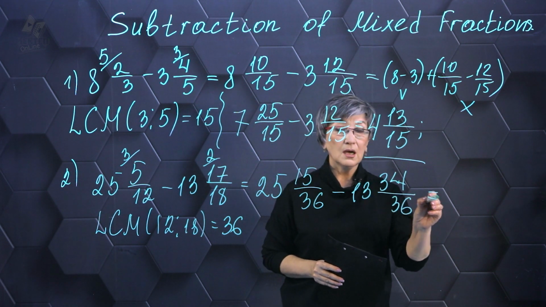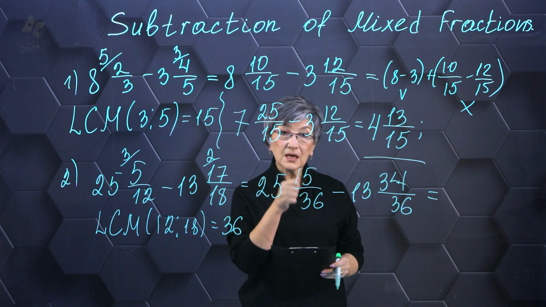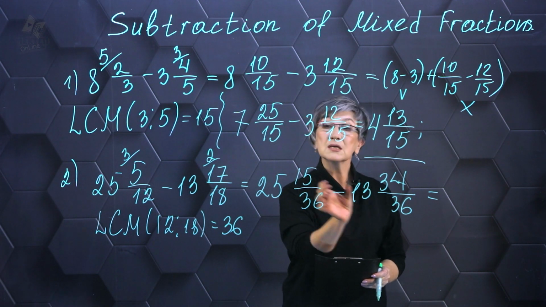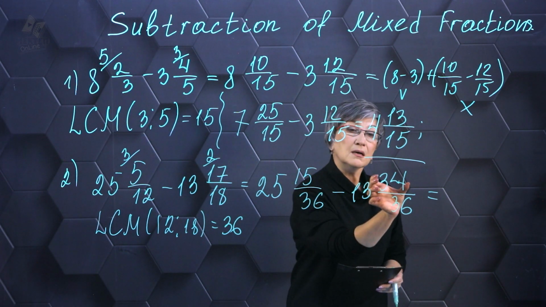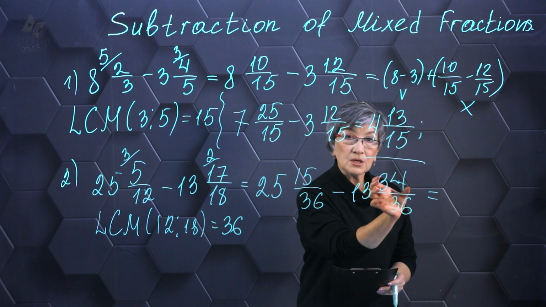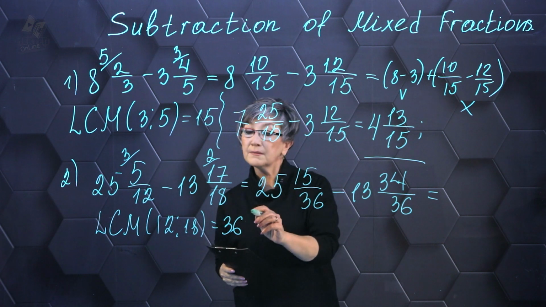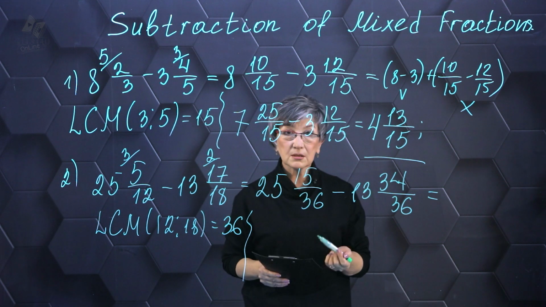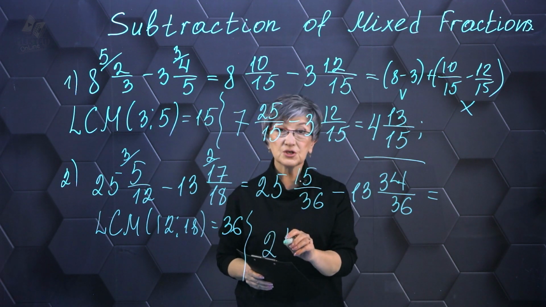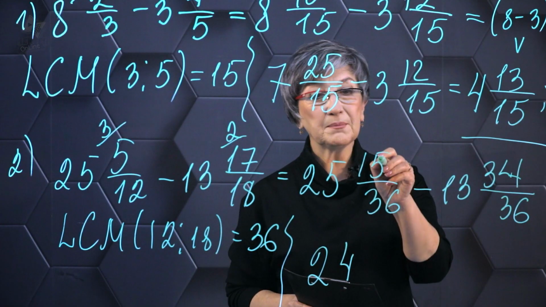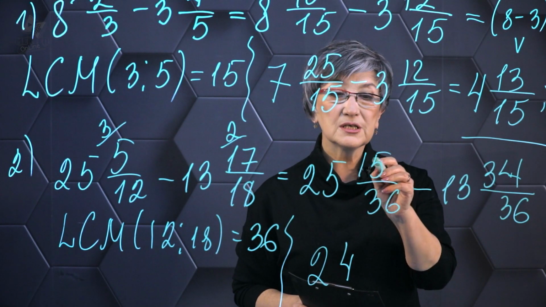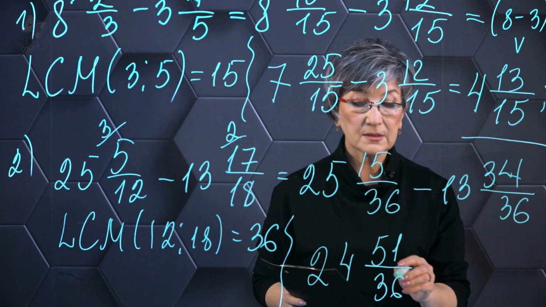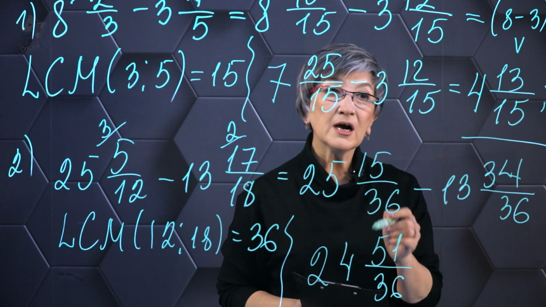You note, again, I always check. 25 minus 13, yes, all right, that would be 12, but from 15, we can't take 34 away. So I'm going back. 25, take away one whole part. How much does that work out to be? 24, add 15 to 36. 36 plus 15 is 51. And the denominator is 36. That's the most important part of doing this subtraction.